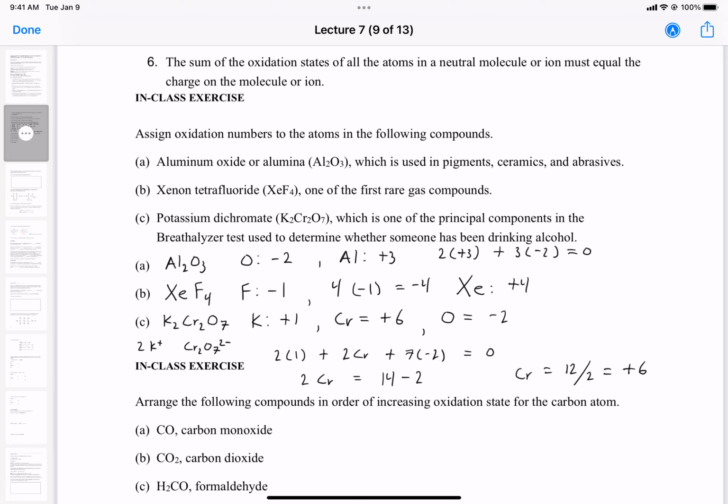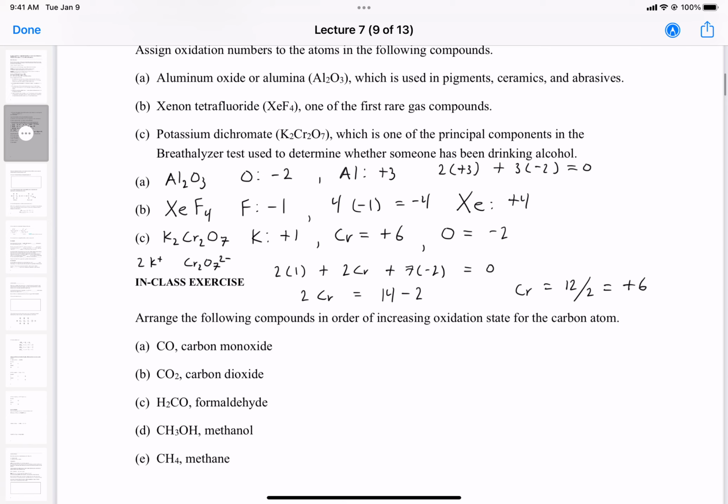Okay, everyone, let's continue where we left off. All right. So now let's talk about the oxidation state for the carbon atom of each of these compounds.